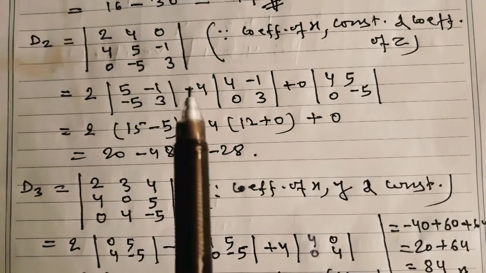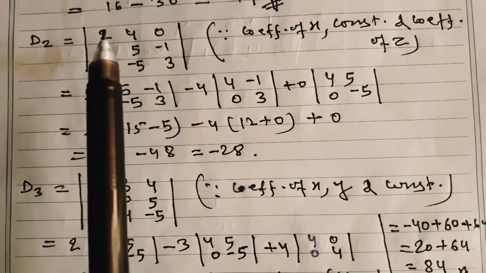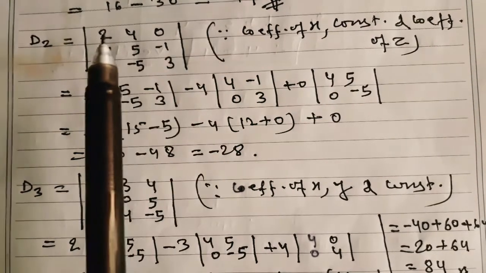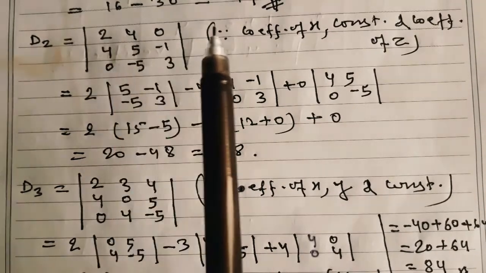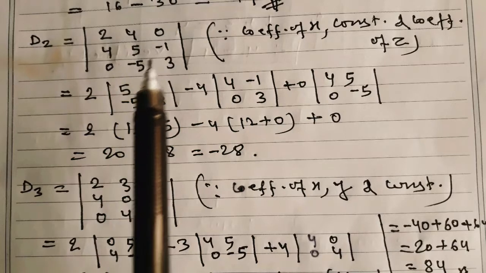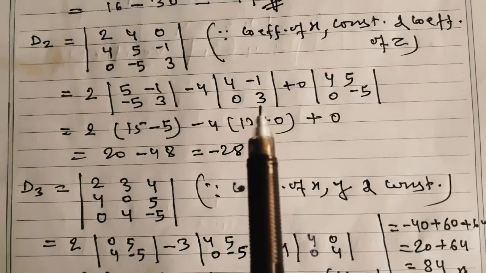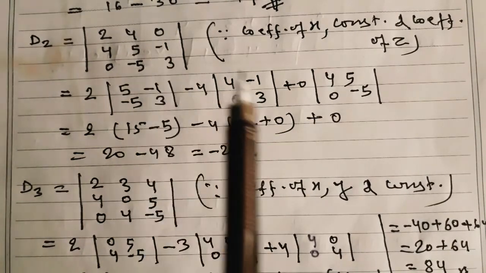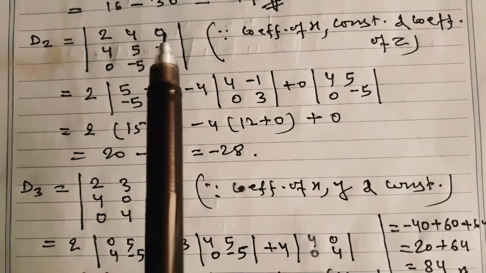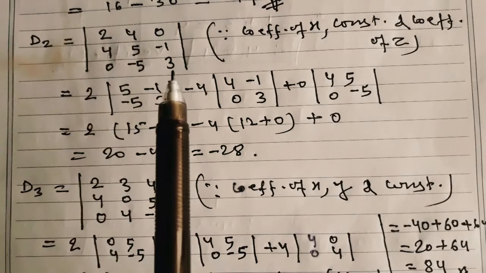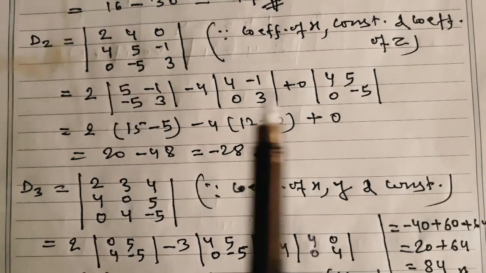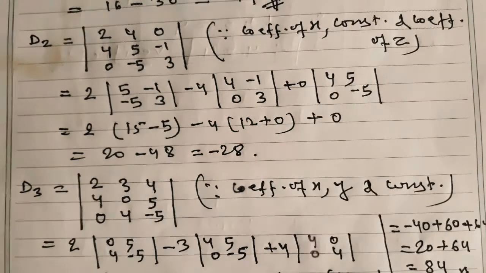Now we take the second element. The sign of second element is minus 4. Then we delete the row of the second element and the column of the second element. That means we'll delete the row of 4 and column of 4. Then 4, 0 minus 1, 3 are left. Then next we expand by taking the third element. To expand by taking third element, we delete the corresponding row of 0 and the corresponding column of 0. Then 4, 0, 5 minus 5 are left.